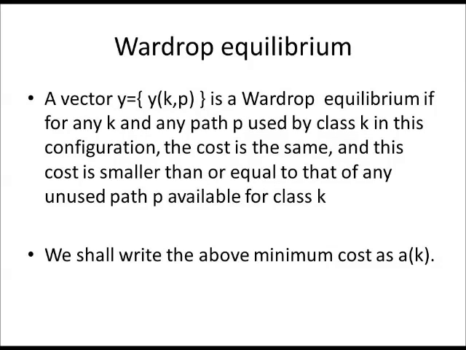Let Y be a configuration of flow, that is, a collection of the amount of flow that different classes send over different paths. This vector Y is called a Wardrop equilibrium if for every class K and any path used by class K, the cost is the same, and this cost is smaller than or equal to that of any unused path P which is available for class K.